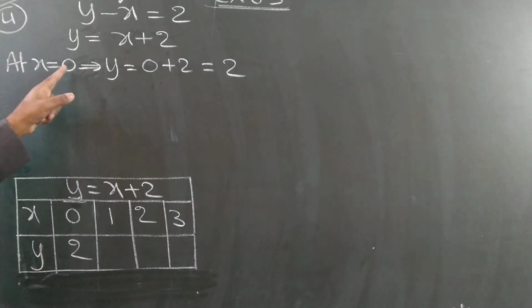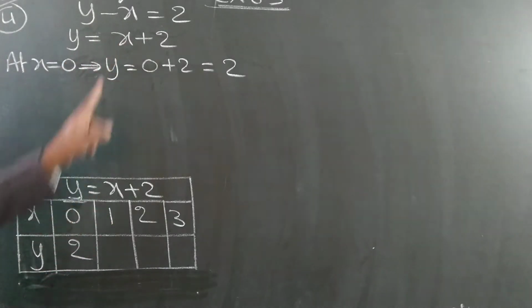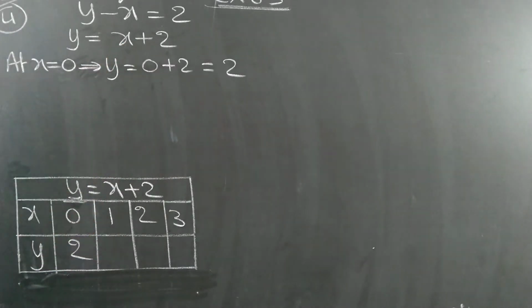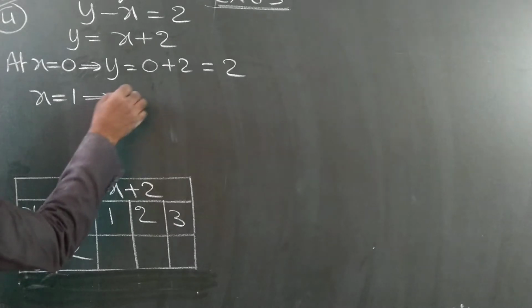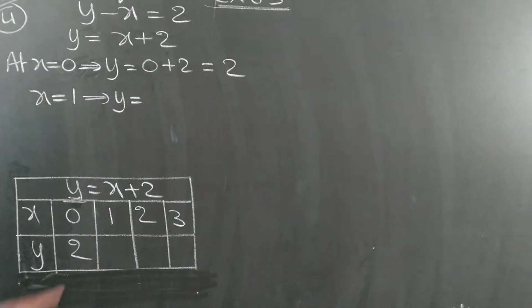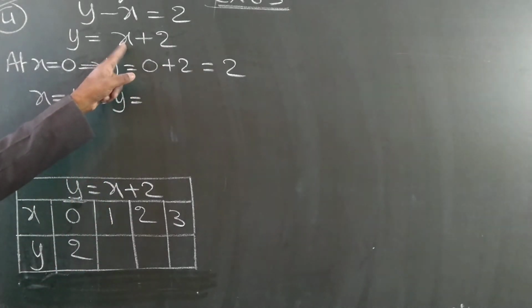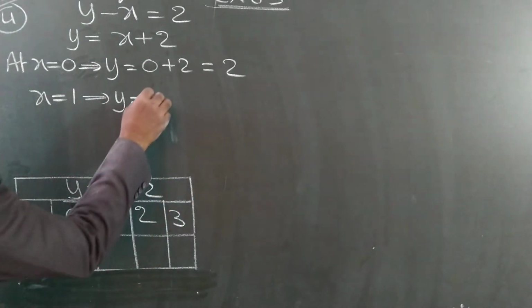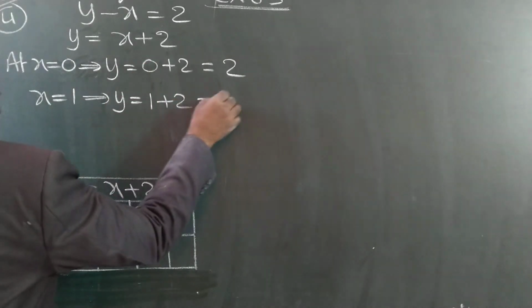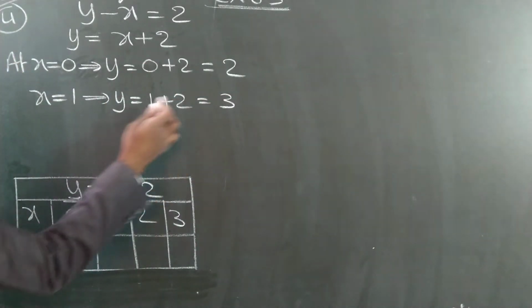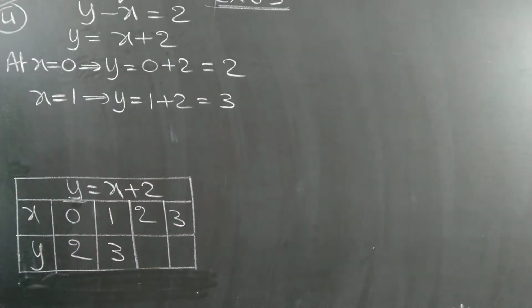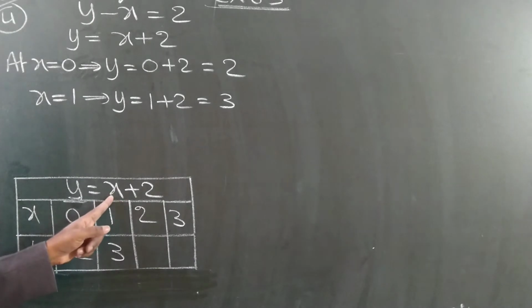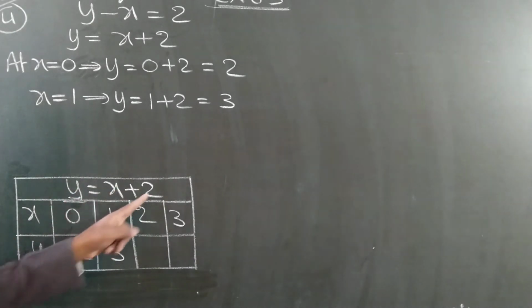Take x is equal to 1. What is y? x is equal to 1, so 1 plus 2 is 3. y is 3. Take x is equal to 2. What is y? 2 plus 2, 4.